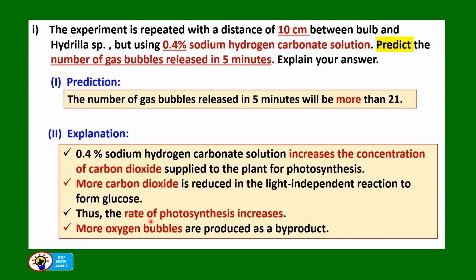Thus, with more carbon dioxide, the rate of photosynthesis increases, and this will cause more oxygen bubbles to be produced as a byproduct. That's why the number of gas bubbles becomes more than 21. Okay, so it's good to write down a scientific fact if you know about it. Okay, but you must mention that the rate of photosynthesis, your main RV, increases. Okay, and that's why more gas bubbles are produced.